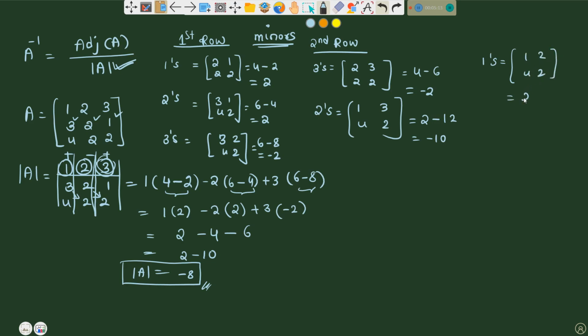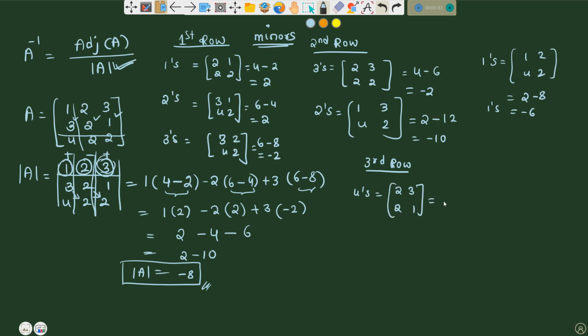Cross multiply: 1 into 2 is 2, minus 4 into 2 is 8, you are left with minus 6. This is the ones. Now you look for the third row, correct? In order to check for the third row, for fours you have to do what? Eliminate this row and first column. You are left with 2 3 2 1. So you want for fours, correct? Fours minor, left with 2 3 2 1.